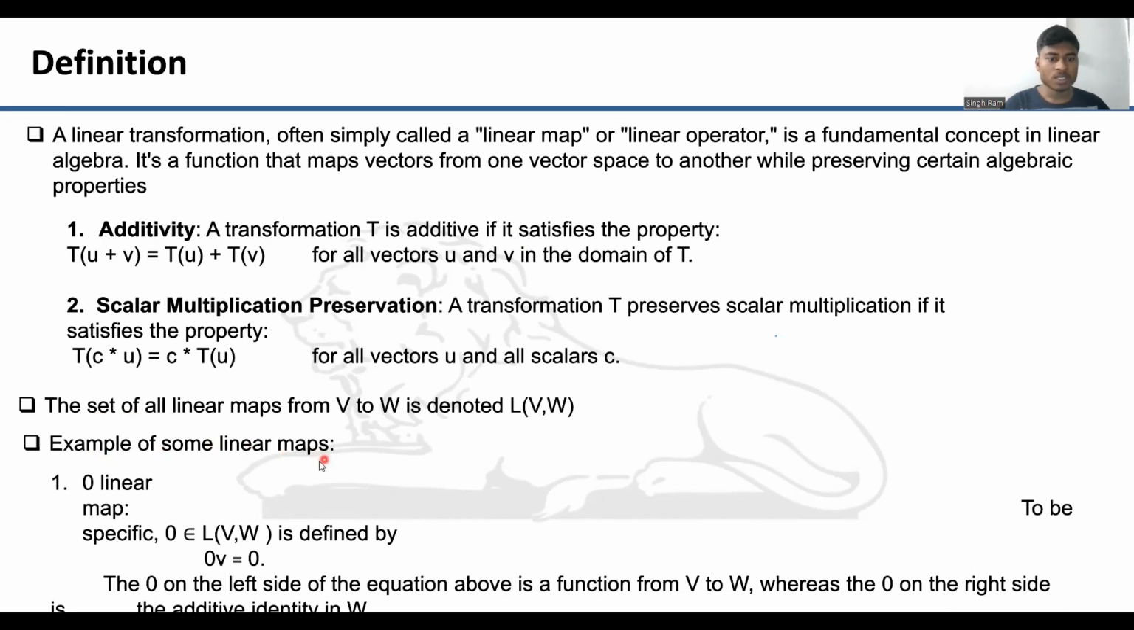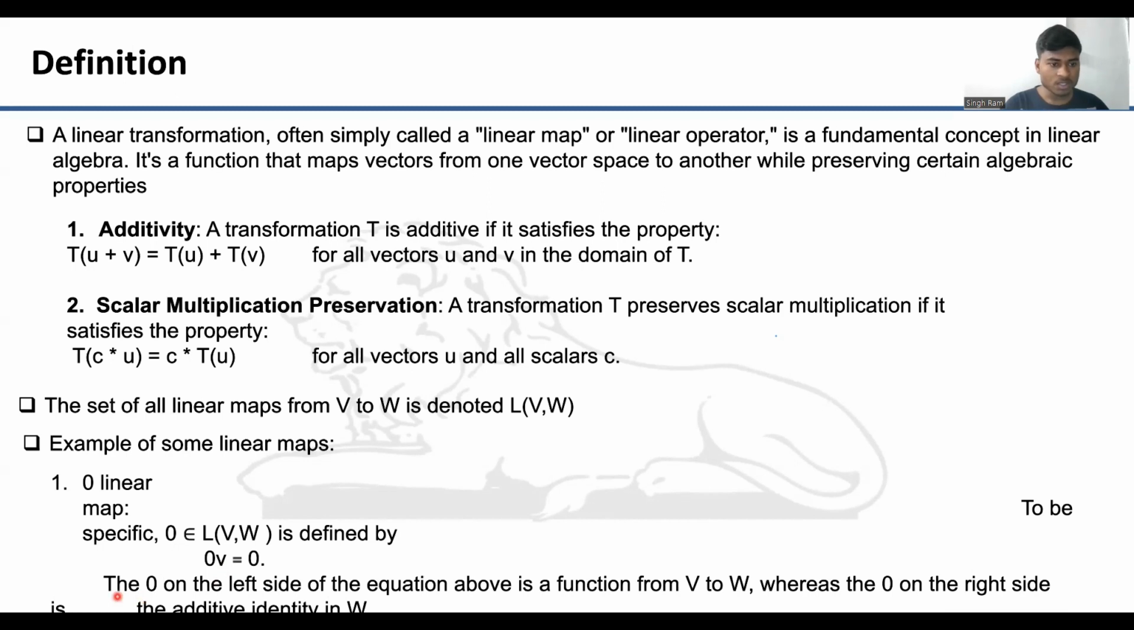Examples of some linear maps. Here we can see that there are many examples of linear maps. First, let's understand the zero linear map. Linear transformation is just a function. So we define the zero linear map like this: if we apply the zero linear transformation on a vector belonging to vector space V, then it maps to the additive identity element of the vector space W, right?